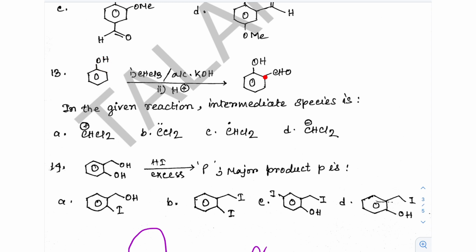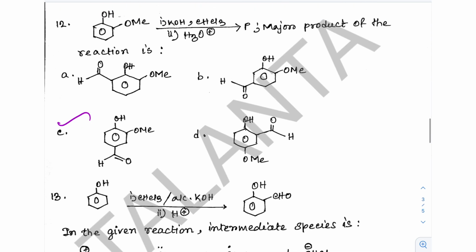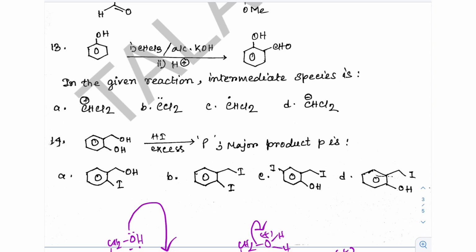Sorry, the major product they have asked. So here ortho is blocked. So at the para position the CHO group will enter. So C will be the correct answer. 12C. This is basically the Reimer-Tiemann reaction. Next, question 13.